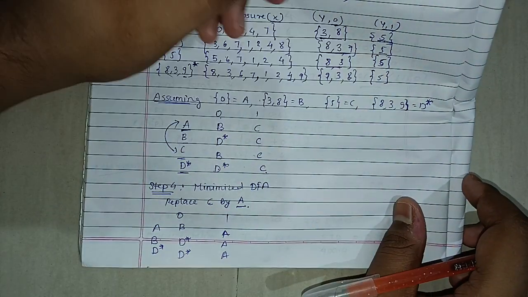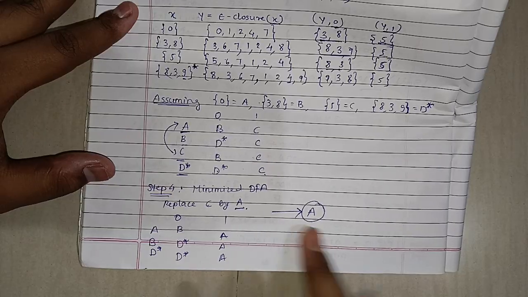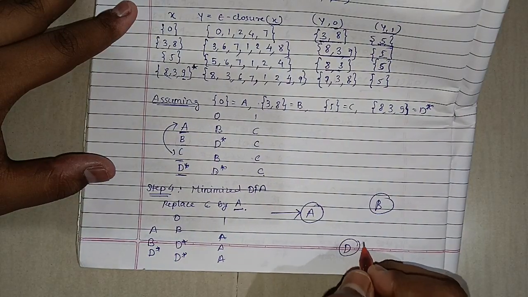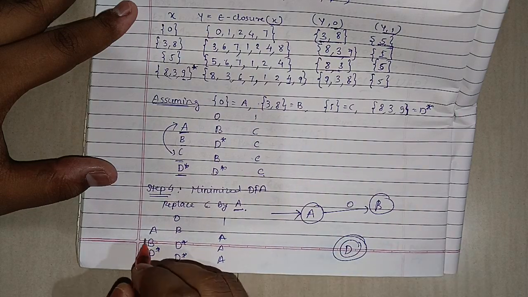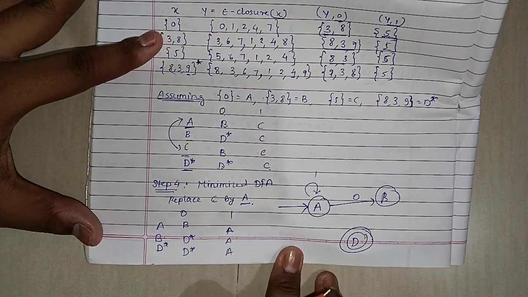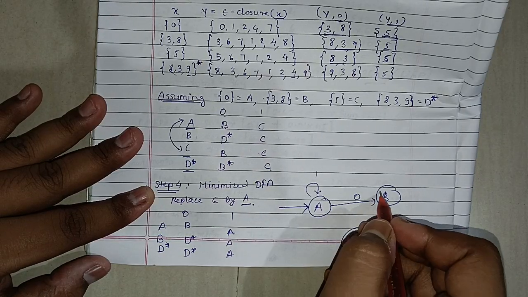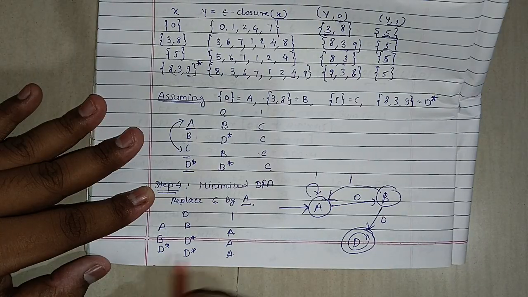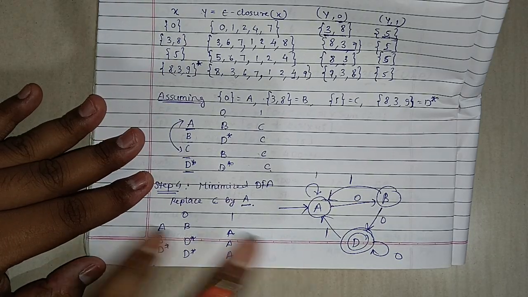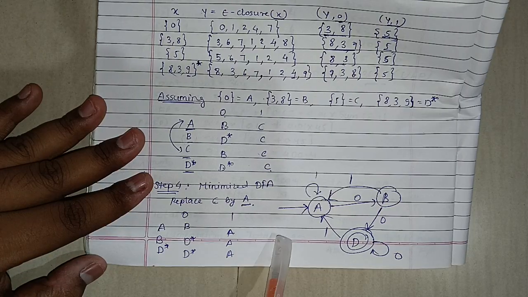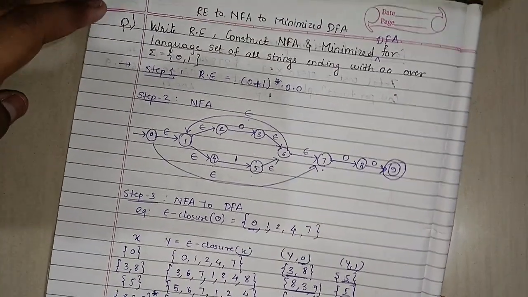Now we have to draw the transition diagram of this. Now see A, this is our starting state. I'm showing this arrow for the starting state. I will draw B, I will draw D. Now see, A receiving 0 goes to B, receiving 1 goes to itself. B receiving 0 goes to D, receiving 1 comes to A again. D receiving 0 stays in itself, receiving 1 comes to A. In this way we can find the minimized DFA from a regular expression. Okay. Thank you.